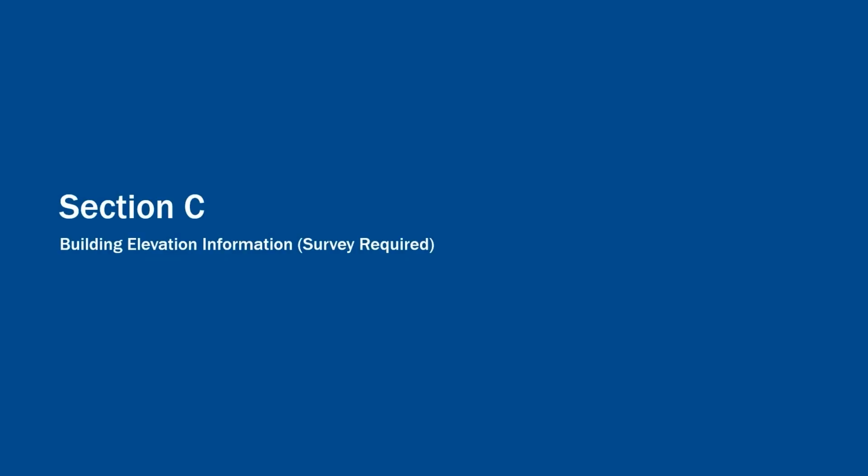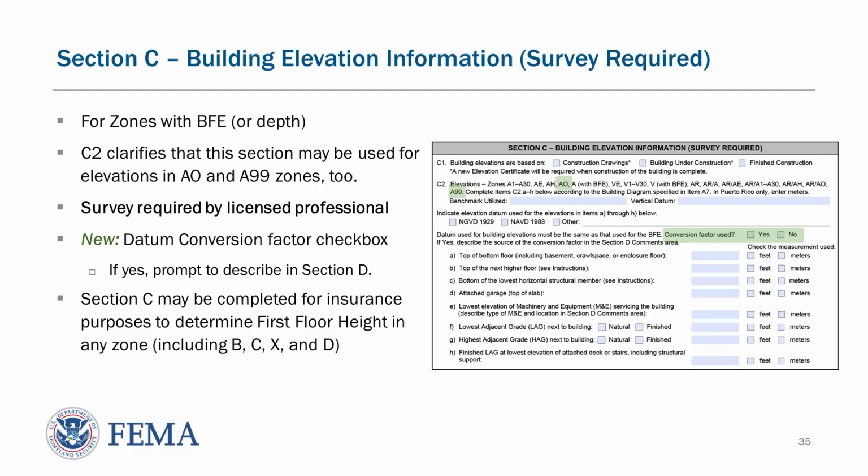Let's move on to Section C. Section C is for flood zones with a base flood elevation or a base flood depth. C2 now clarifies that this section can be used for AO zones and A99 zones. This section has to be completed by a licensed survey professional.